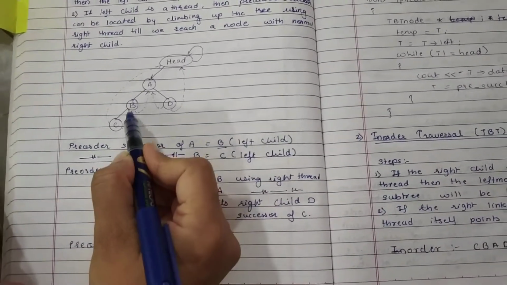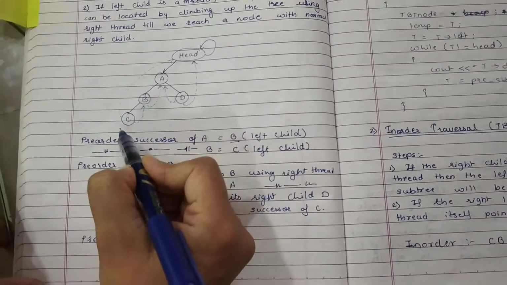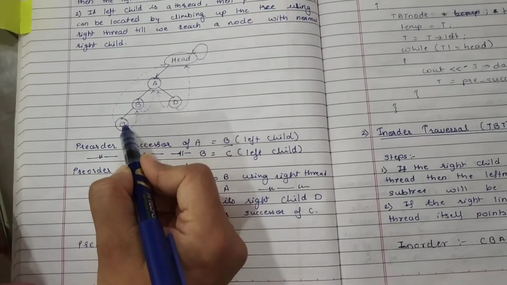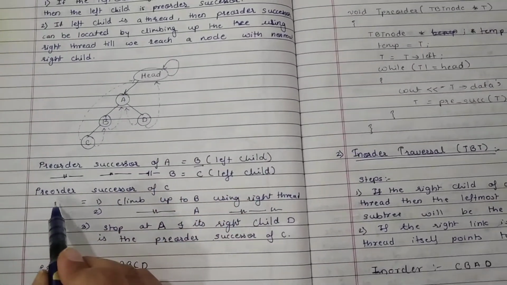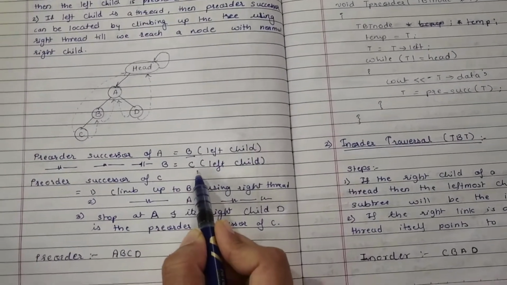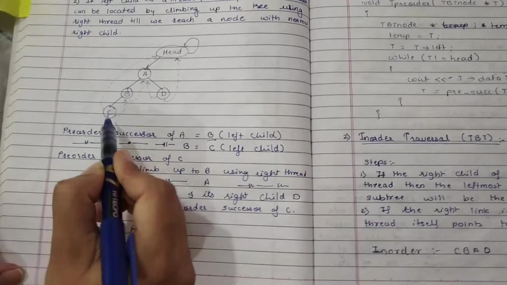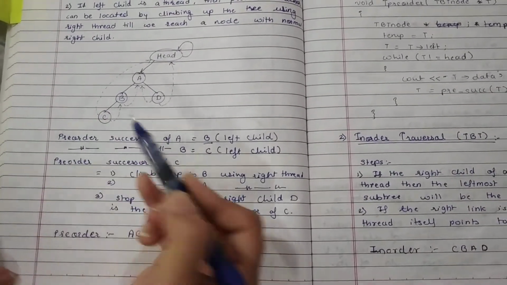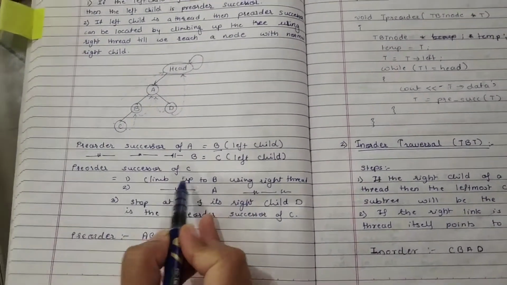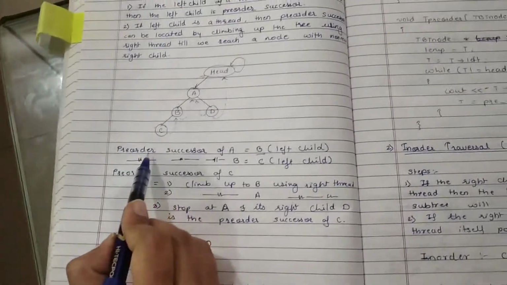The pre-order successor of B is again having a normal left child. That's why the pre-order successor of B is equal to C. Now the pre-order successor of C, what about this? C is not having any child. That's why the pre-order successor of C is found by climbing up to B.